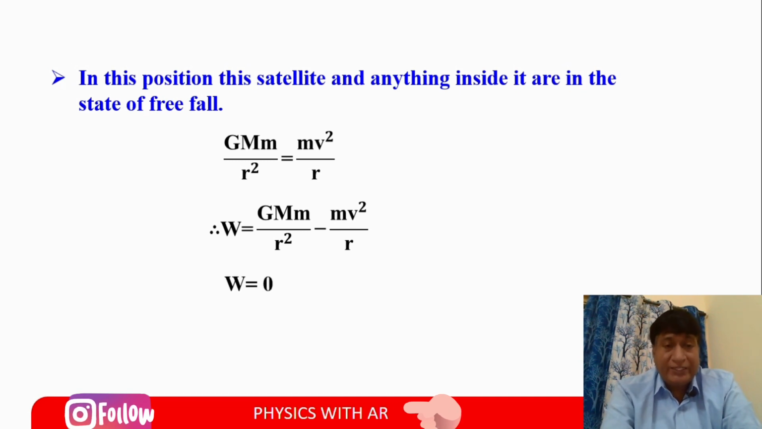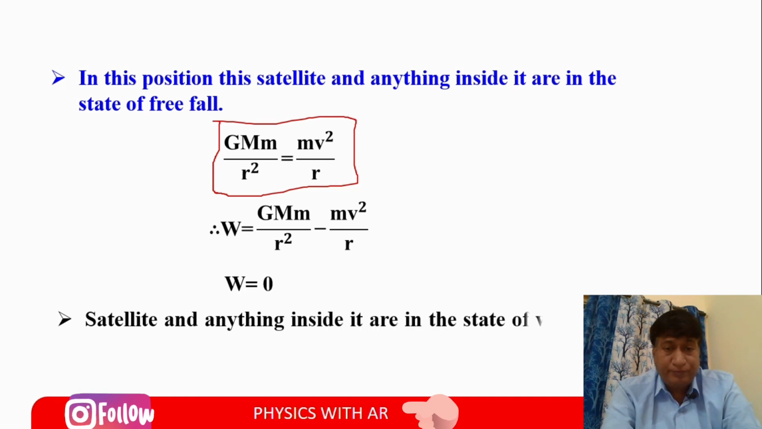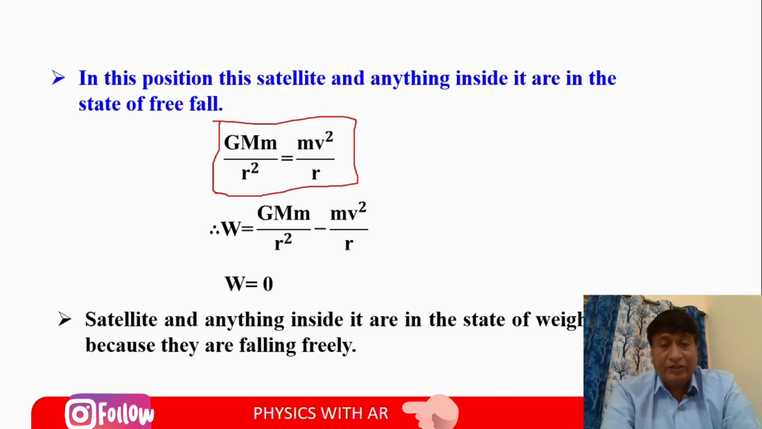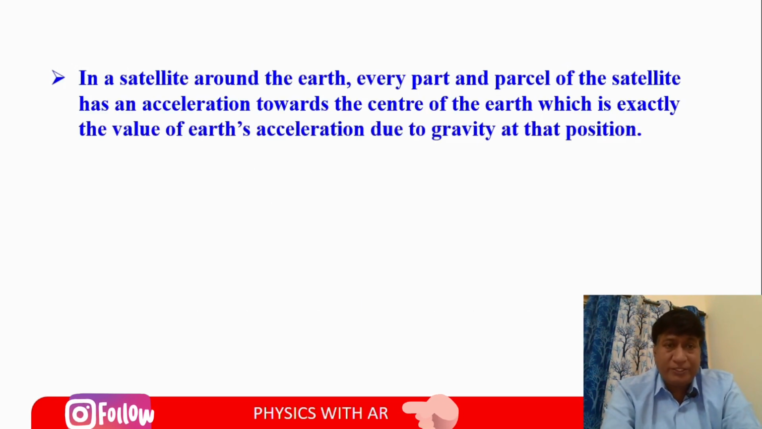Weightlessness, as the name itself says, means W is equal to 0. Why? Because here the gravitational force is equal to the centripetal force. Under that condition, the weight of the body is W equal to 0. Satellite and anything inside it are in a state of weightlessness because they are falling freely. The same statement you have seen.